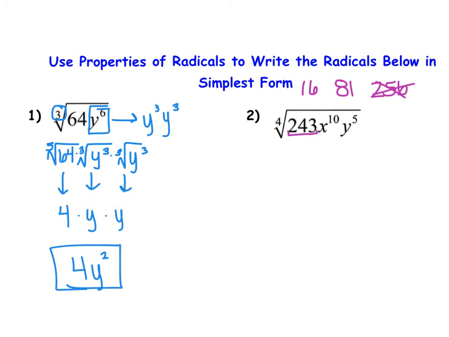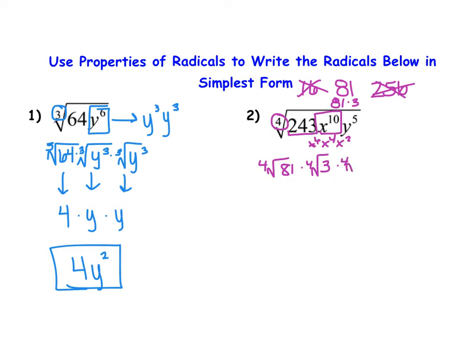Now if I divide 243 by 16, that's a decimal, so that one doesn't work. But if I divide 243 by 81, I find that that's 81 times 3. So I'm going to break this up into the fourth root of 81 times the fourth root of 3. And then I'm going to start breaking these variables up into groups of 4 because it's the fourth root. So I can break x to the 10th up into x to the 4th, x to the 4th, and x squared because that'll total 4 plus 2 is 10.